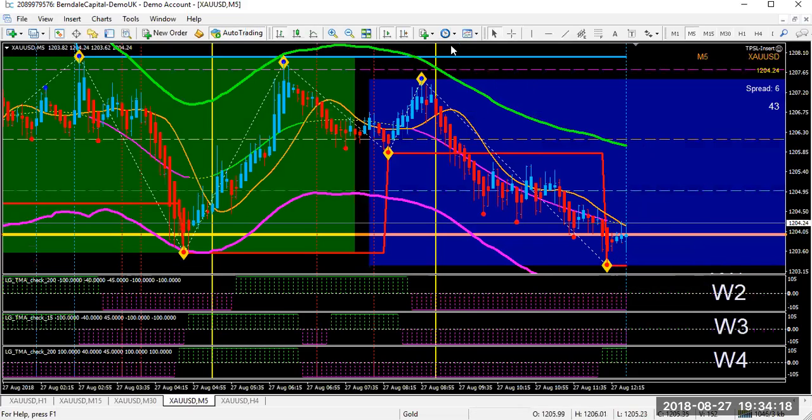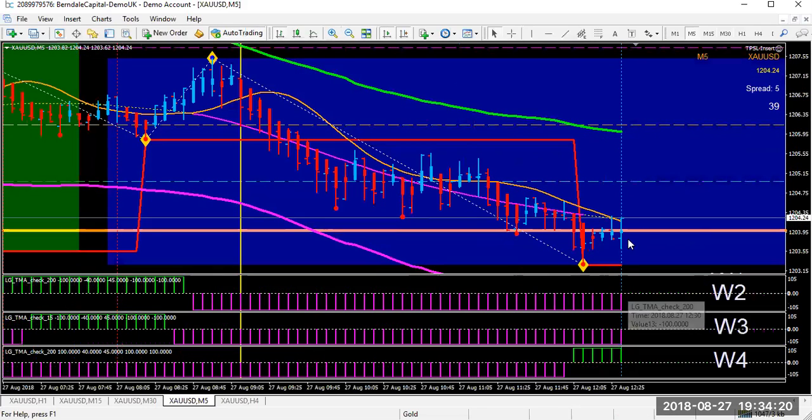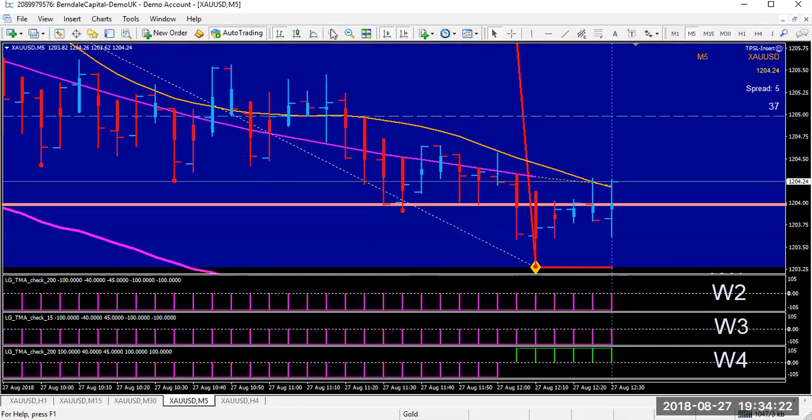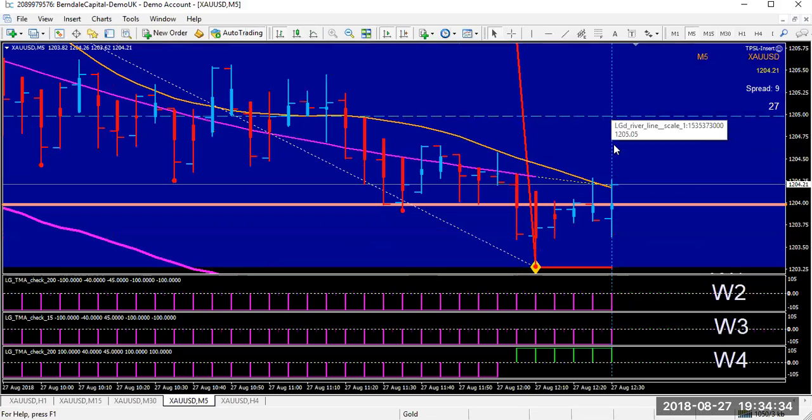So over here now we've got a blue vertical line. Now this candle hasn't finished yet. Okay, so we have to wait for the new candle to see if this blue vertical line stays there.